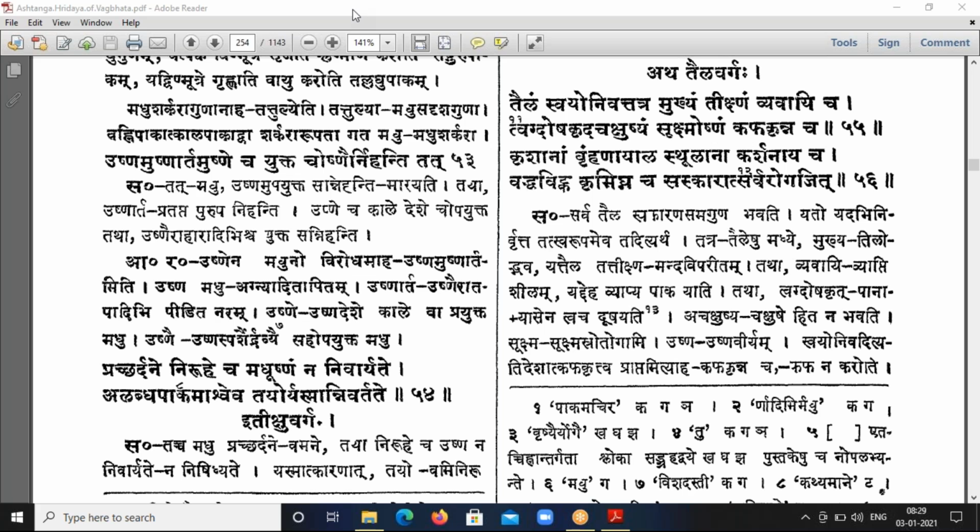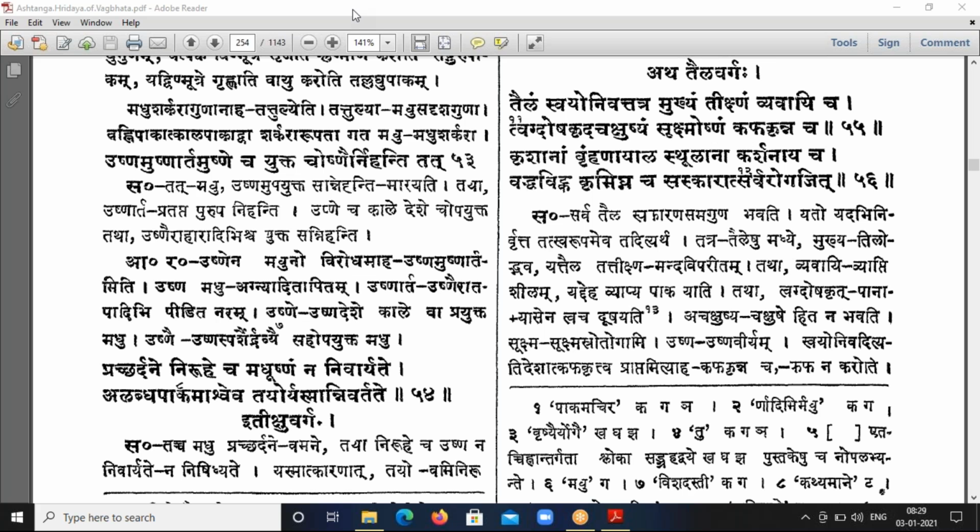Tatra Mukhyam, the most important one among all Tailas. The word Tailam itself shows the dominance of Tila. When the source is Tilam, then that product is known as Tailam, Tilajanyam Tailam. So that Mukhyam, that means the Tila Tailam is supposed to be the Mukhyam.